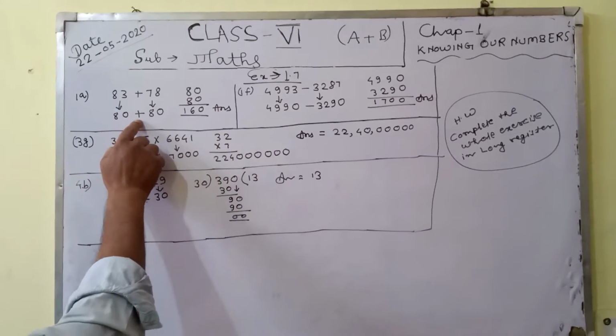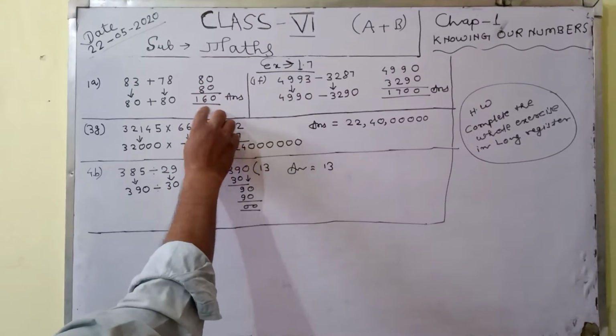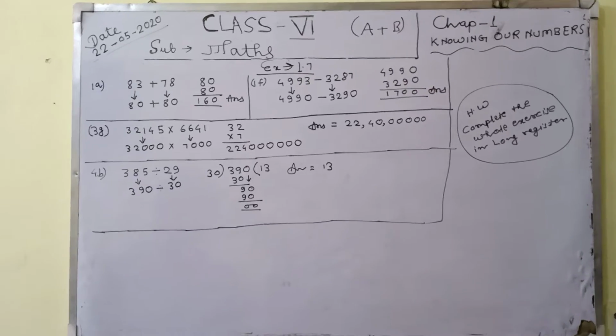Now this workout is addition, a plus sign. So we are adding here and getting 160. This is the answer of question number 1a.